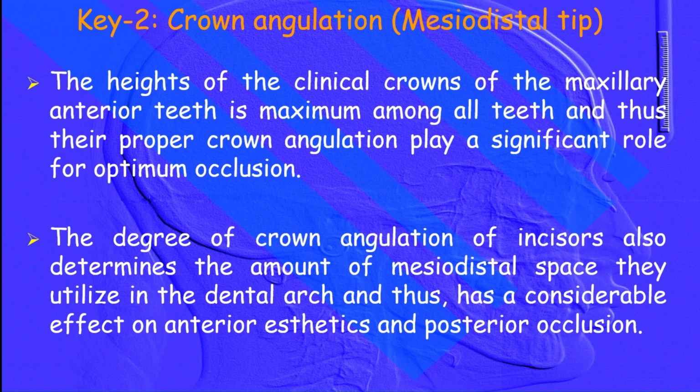Now, we will discuss how the variations in the crown angulation can affect the optimum occlusion. You all know that the heights of the clinical crowns of the maxillary anterior teeth are maximum among all teeth. As a result, their proper crown angulation plays a significant role in optimum occlusion. The degree of crown angulation of incisors also determines the amount of mesiodistal space they utilize in the dental arch, and thus has a considerable impact on anterior aesthetics and posterior occlusion.